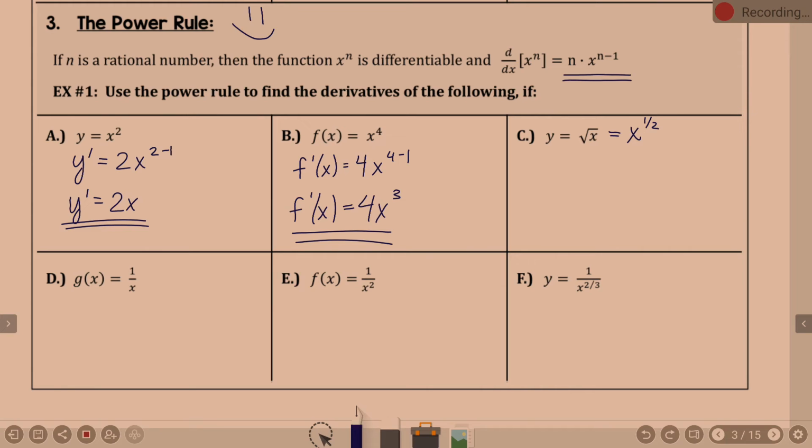Okay, so square root of x, we rewrite it as x to the 1/2. Now apply your power rule. Move the 1/2 out front and subtract 1 from your power. Let's start with 1/2 x to the negative 1/2. Are we there?